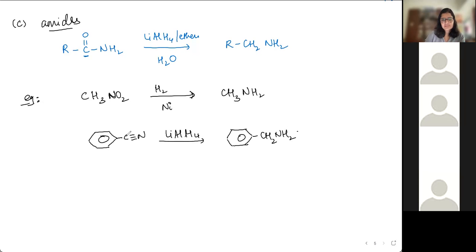So in this case, this C will turn into my CH2 and this N will turn into NH2. That's why I corrected it. So I won't get aniline directly. I'll get this compound if I use benzeneamide or benzene nitrile.